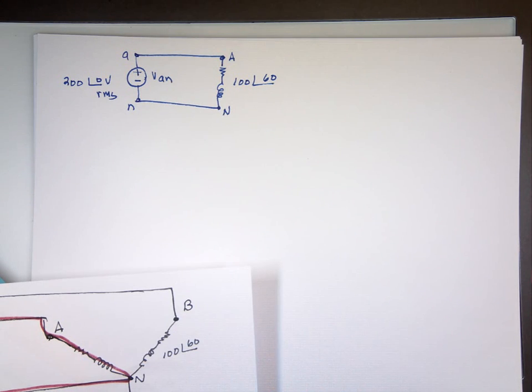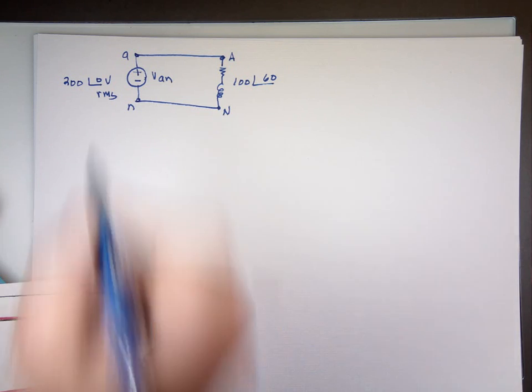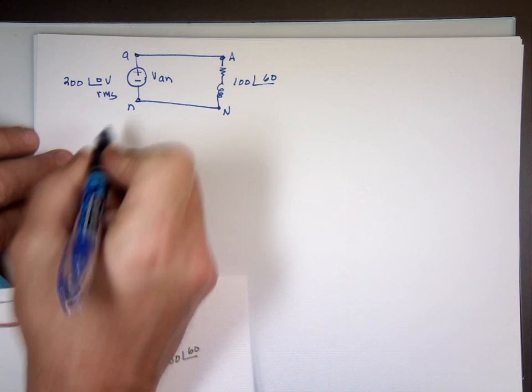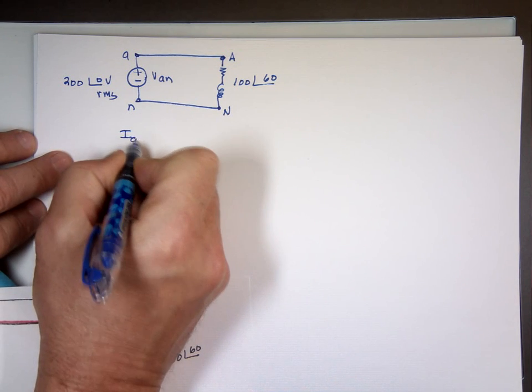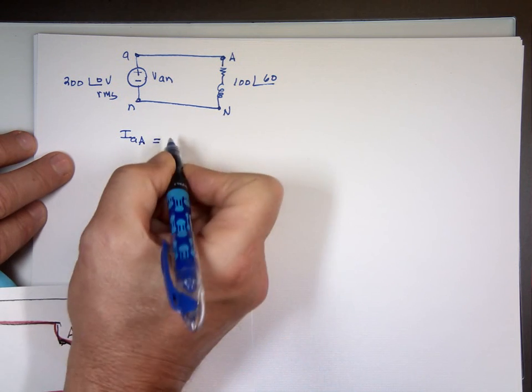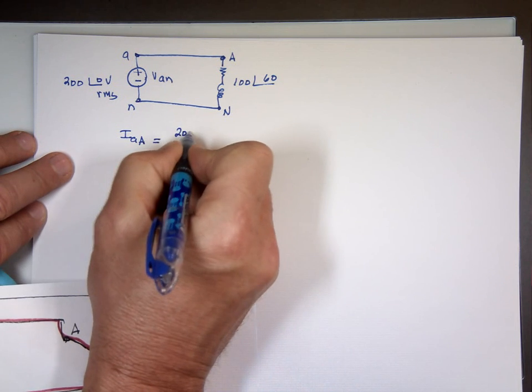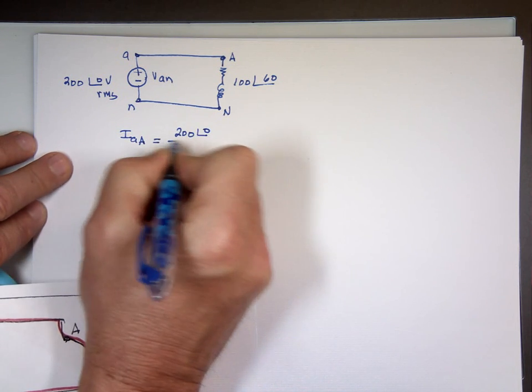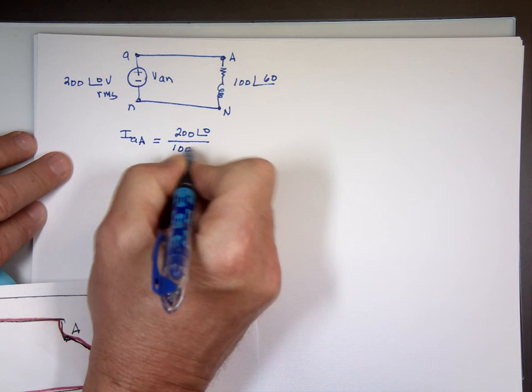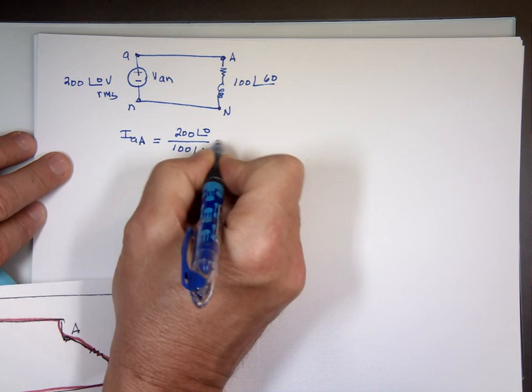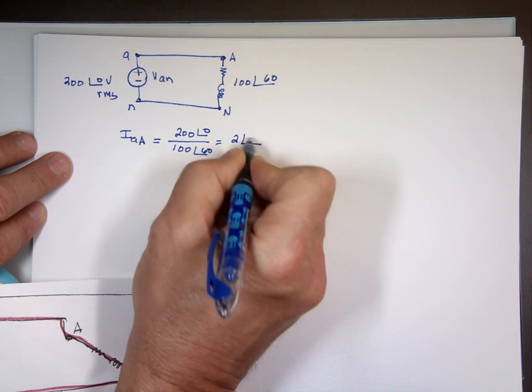Can I find the current now? Can I find the current from A to A? Isn't that just Ohm's law? 200 angle 0 divided by what? 100 angle 60. 2 angle negative 60 degrees.